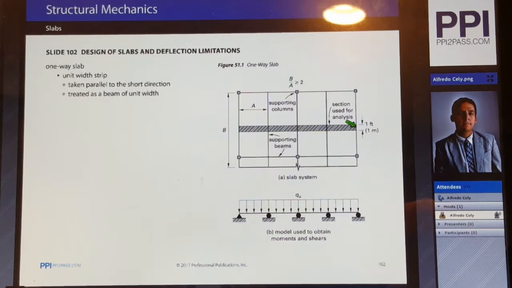In addition to figure 51.1, table 51.1 shows the minimum thickness of a slab unless deflection calculations are performed. The thicknesses in this table are driven by serviceability criteria rather than strength criteria. And when we talk about serviceability criteria, we're talking about deflection. That's another key technical synonym that you may be tested on in the breadth portion of the PE exam.